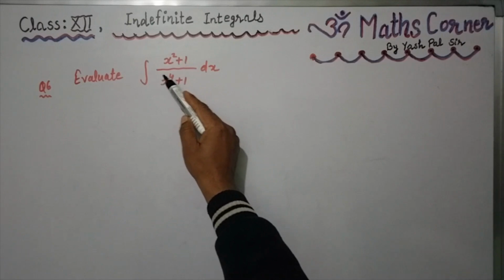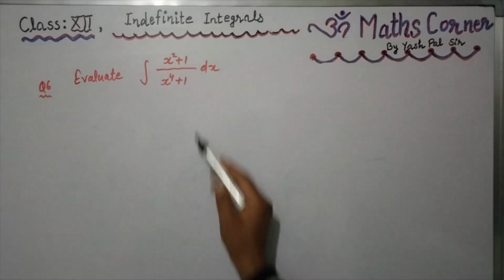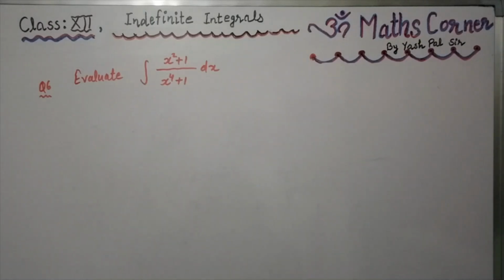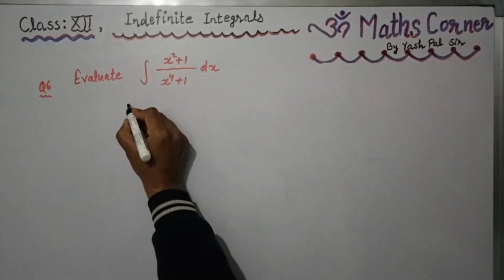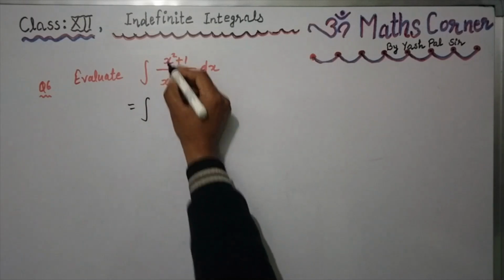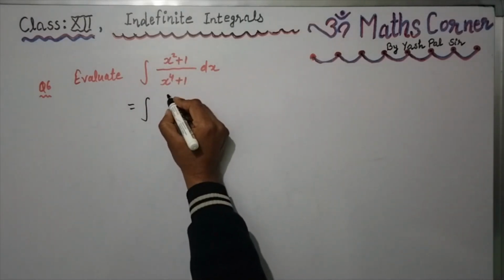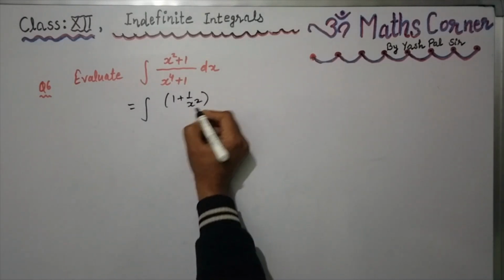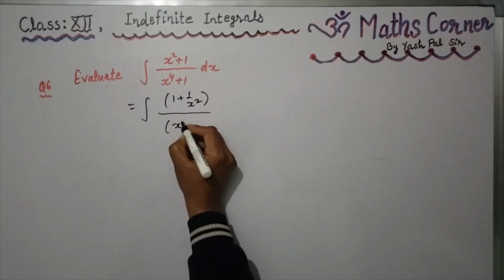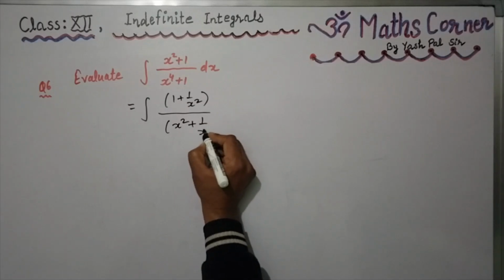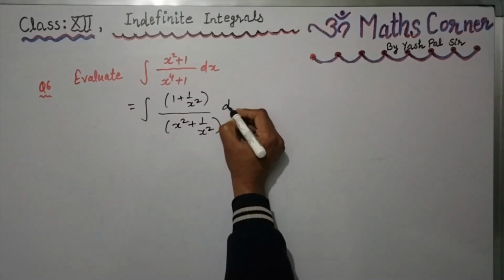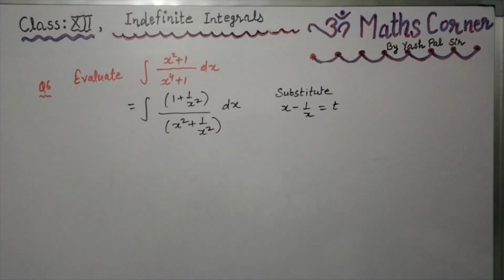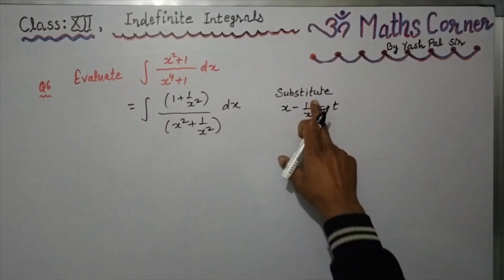So this is the answer to this question. Now next question. Now question number 6. Evaluate integration x square plus 1 divide x power 4 plus 1 into dx. Denominator in biquadratic form. So we take x square common in denominator as well as in numerator. So this becomes 1 plus 1 upon x square whole divide x square plus 1 upon x square into dx.